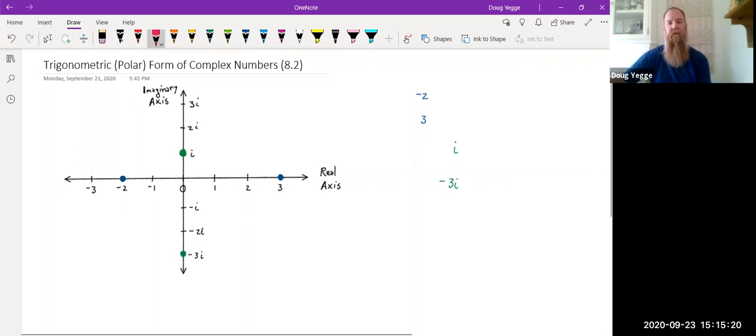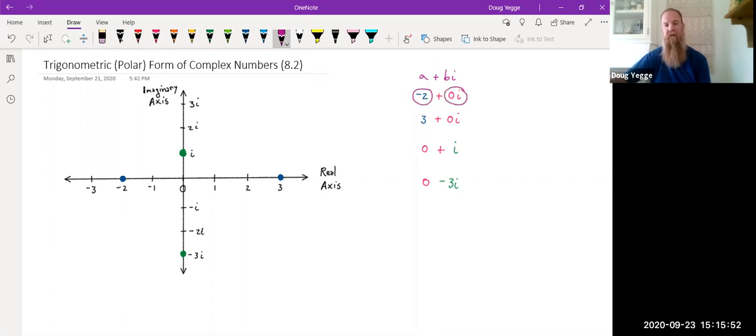Now we're going to take a step further and realize that all of these are technically complex numbers because they're all in the form of a plus bi. All real numbers just have no imaginary part, and all imaginary numbers have no real part. And so if every one of these numbers could be listed as a plus bi, then notice that this means go -2 in the real direction and 0 in the imaginary direction. This means go 0 in the real direction, but go -3 in the imaginary direction.